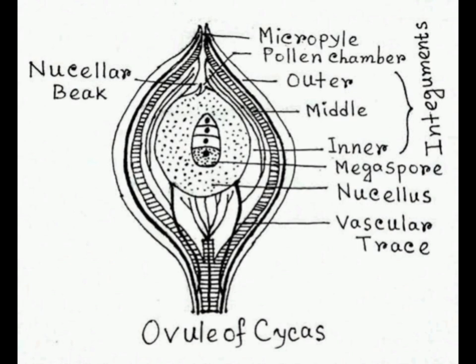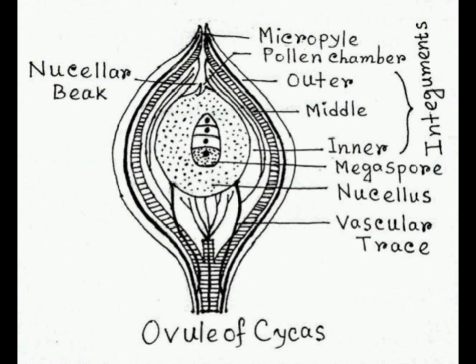So orthotropous means they are straight ovules and they are unitegmic also. Unitegmic means the ovule is protected by only a single integument. If there is only a single integument, then the ovule is known as a unitegmic ovule. So this single integument is composed of three layers. The outermost layer is termed the outer fleshy sarcotesta, which is usually green or orange in color.